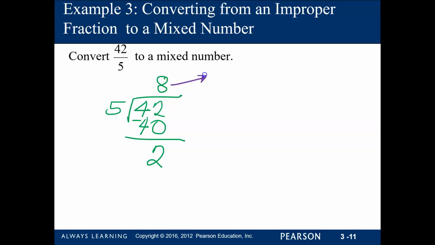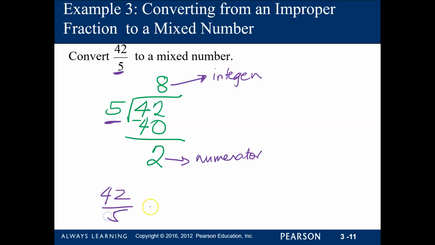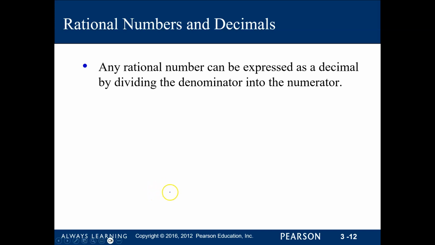quotient becomes our integer, okay? Our remainder becomes our numerator, and our denominator is still the number 5, which was our divisor. So 42 over 5 is actually converted to become 8 and 2/5. That's how we convert improper fractions to mixed numbers.